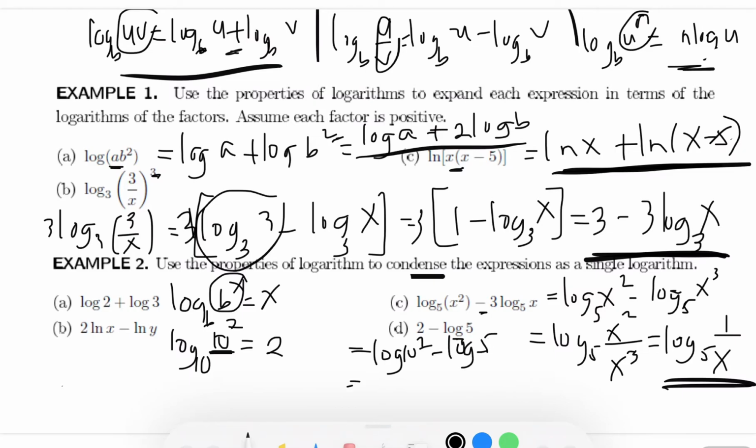And this is now equal to what? Log of 10 squared over 5. Or this is equal to log of 20. Okay, so this is now equal to log of 20.